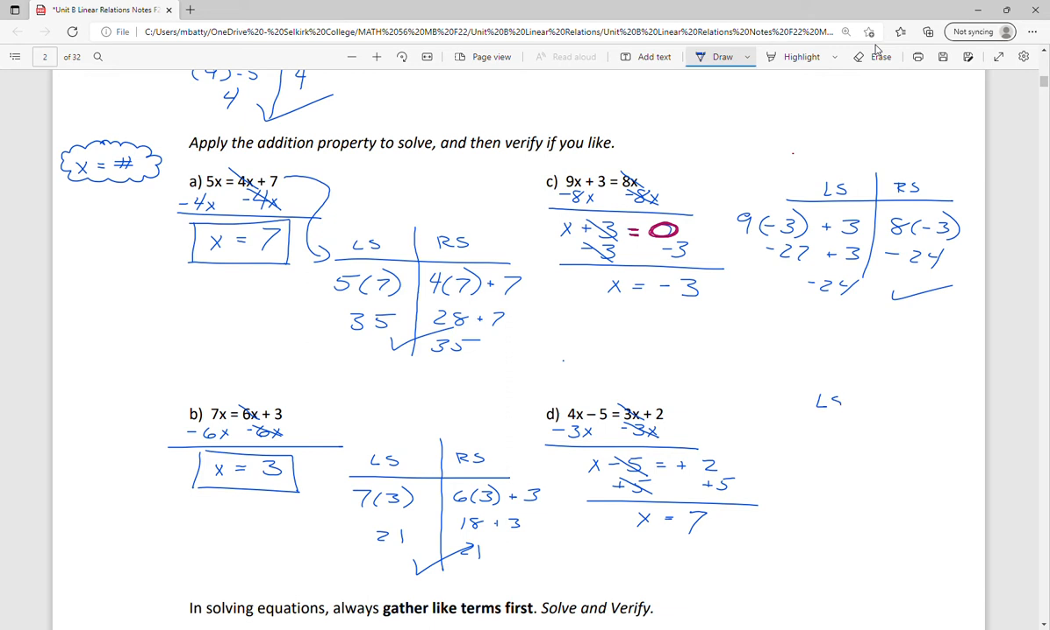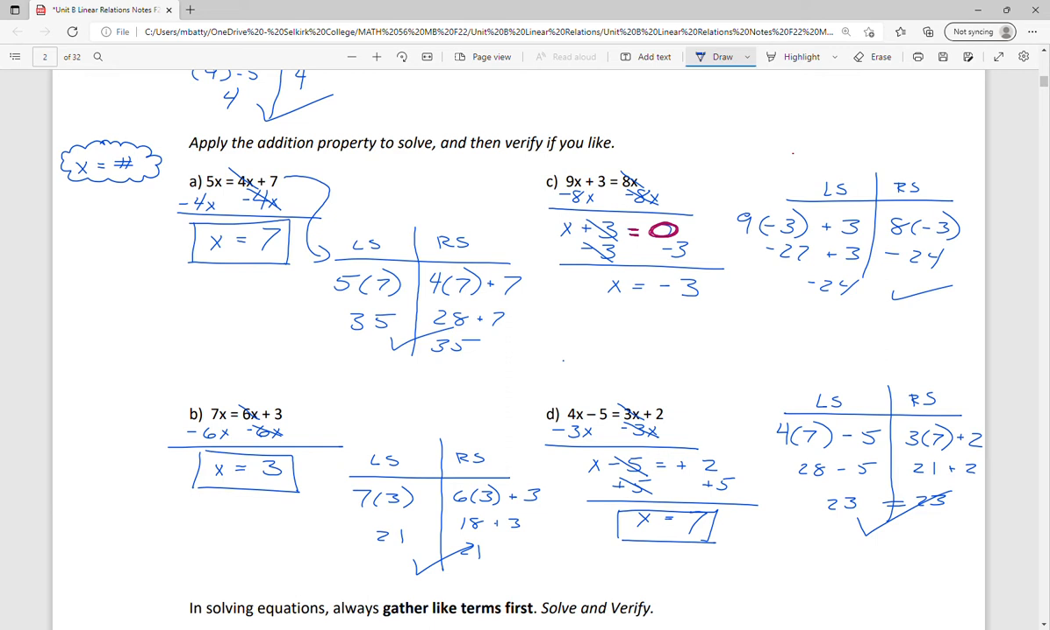And the last one, left side, right side, plugging my answer back in, I can always check that I haven't made a silly math mistake by plugging that 7 in for x and seeing if the two sides of the equation actually equal each other. So in this one I'd have 28 minus 5, or 23, and this side I'd have 21 plus 2, or 23. Obviously they equal each other, and that tells me that this is the correct solution for this equation.